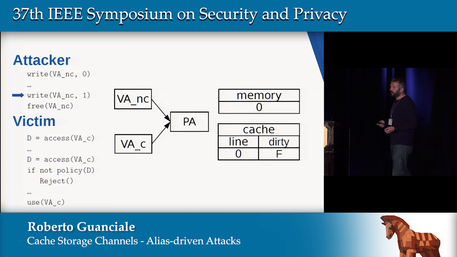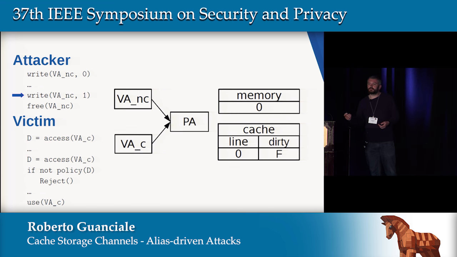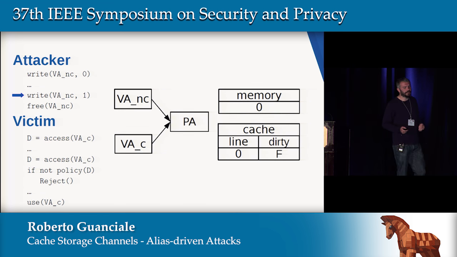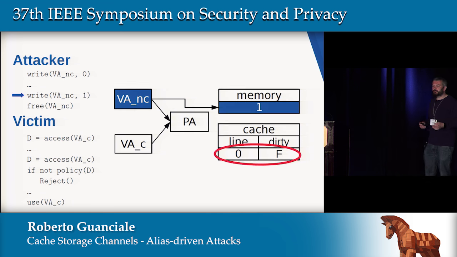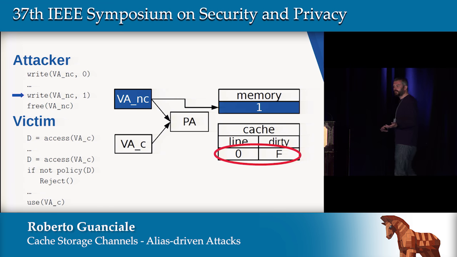The attacker is scheduled again, and this time it writes one into the non-cacheable alias. So this is not cacheable, so it writes one directly into the memory. The cache is completely bypassed. This is an expected cache hit. Neither the cache line nor the dirty flag is updated.